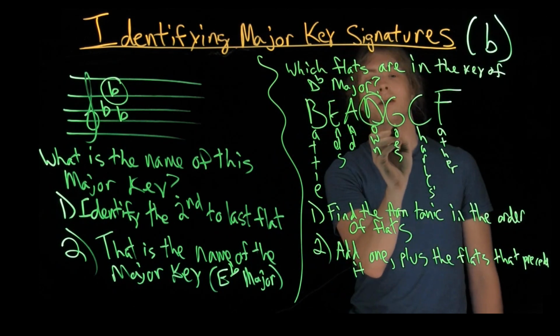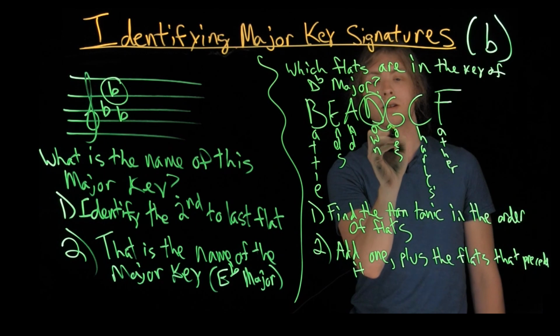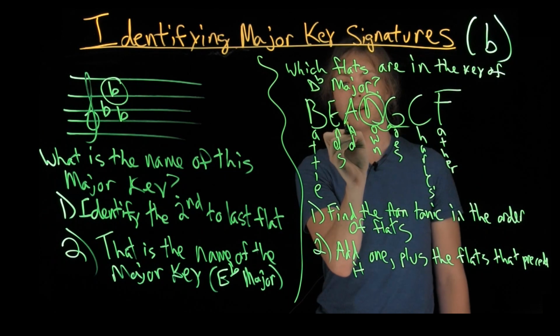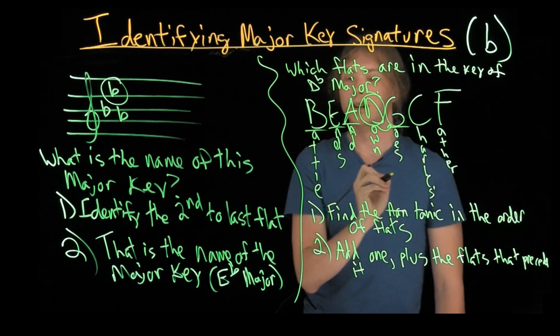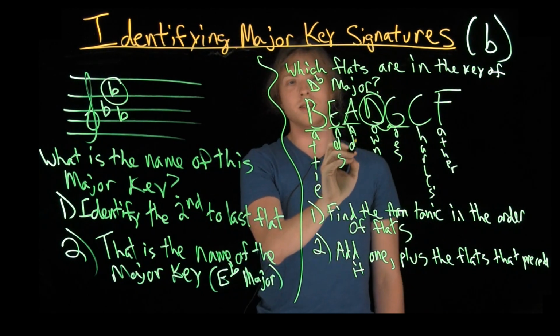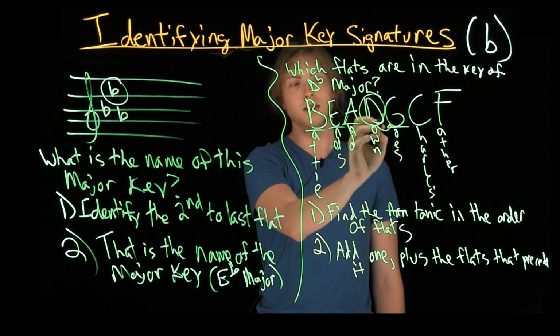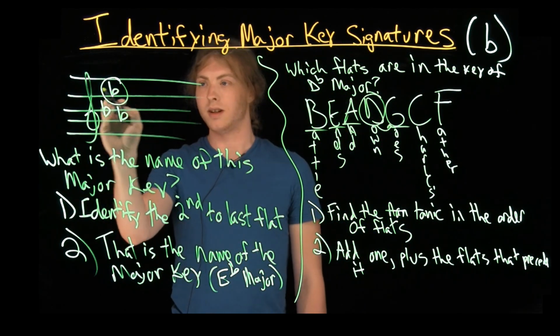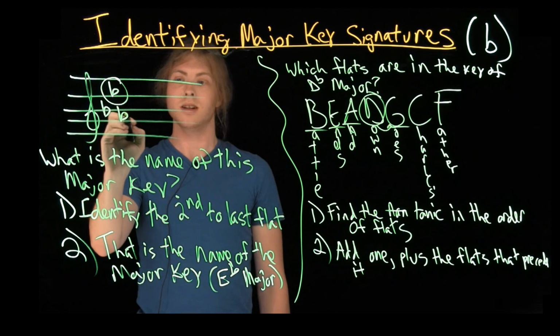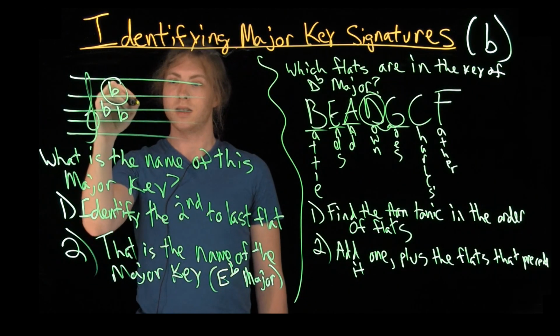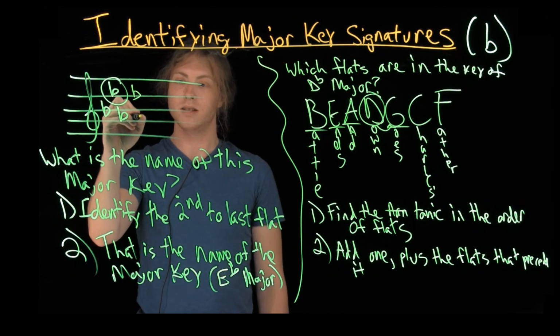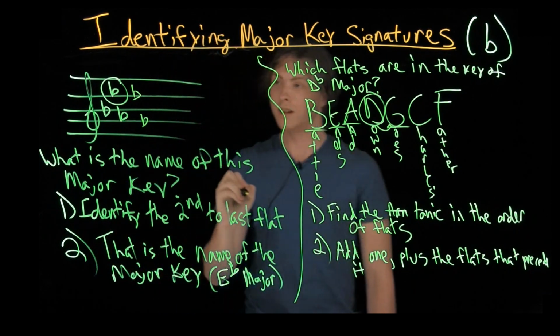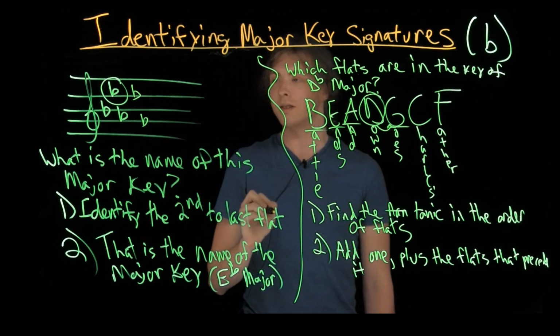So by adding 1, I mean we're going to move 1 to the right. So we're going to add G, and then we're going to add A, E, and B. So the flats that are in D flat major are B, E, A, D, and G flat. And let's draw that over here on the staff so you can see this. So we've got B, E, and A already from earlier. And then we're going to add D and G flat. So this is the key signature for D flat major.